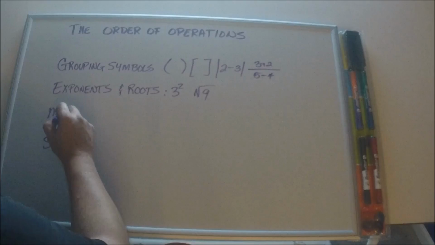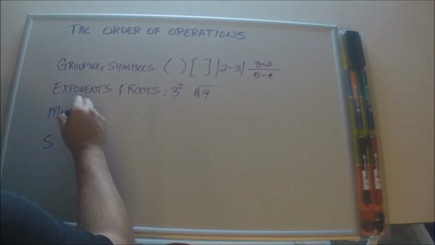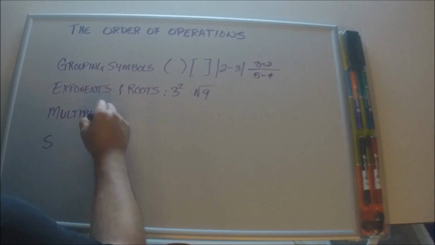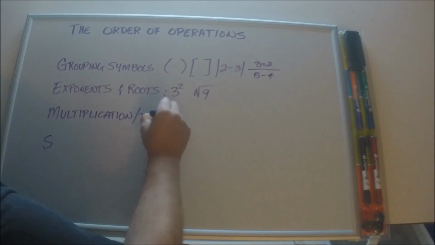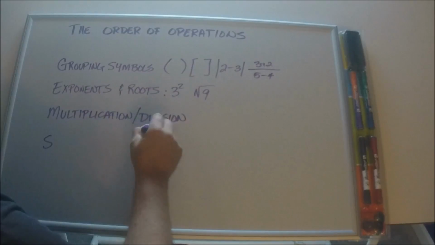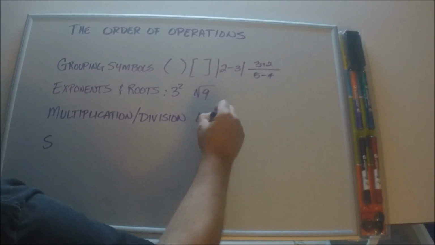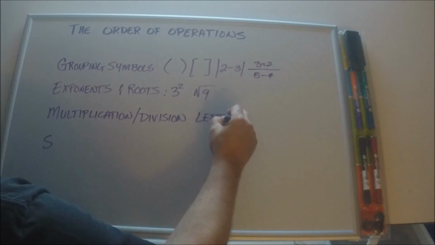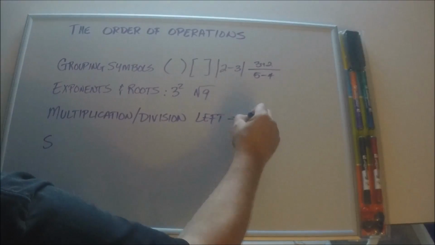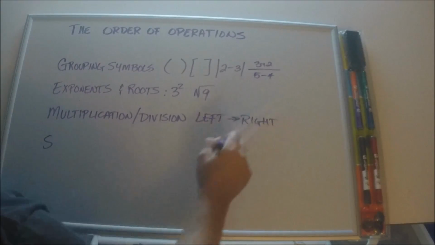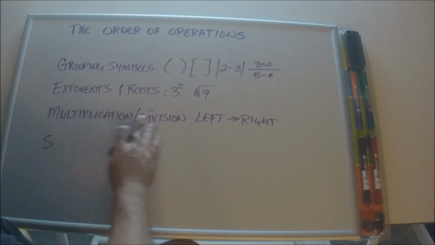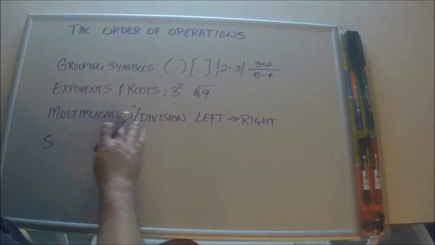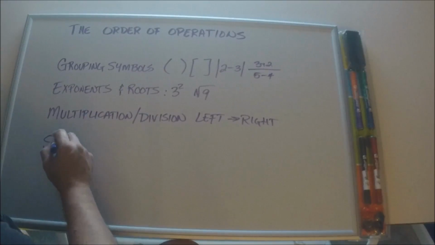The third thing that we have to resolve is multiplication and division. And I'm going to write it on the same line, multiplication and division, because they're done at the same time. In fact, when you do them, they're done left to right. If multiplication is written before division, then you're going to do it first. But if division appears before multiplication, you're going to take care of the division first. This is very important. That's why they're the same authority, and they're on the same line in this order of operations.